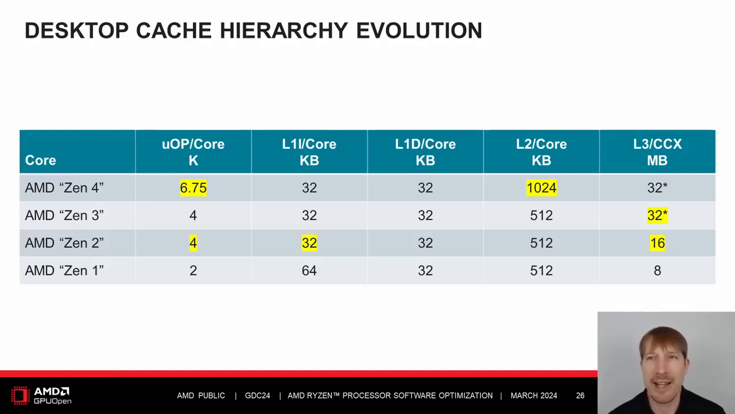The cache hierarchy has evolved considerably since Zen 1 was introduced, especially for AMD desktop SoCs. Zen 2 increased the L3 cache size and micro-op cache size. Zen 3 further increased the L3 cache size. Zen 4 grew the micro-op cache and L2 cache sizes. Some Zen 3 and Zen 4 products feature X3D technology for larger L3 caches, which are great for gaming. For example, the Ryzen 7 7800X3D 8-core processor has a single 96 megabyte L3 cache.